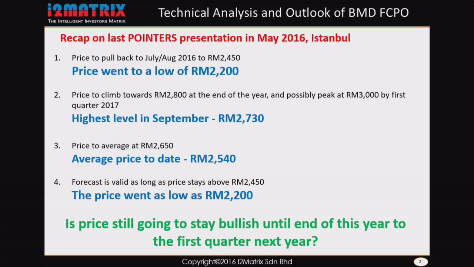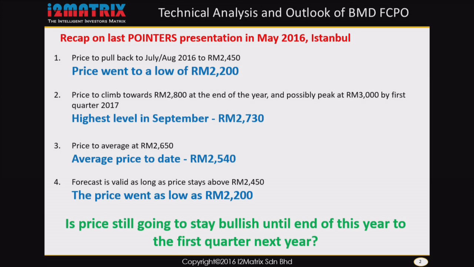So when that happens, of course, there will be some change in trading plans and also some changes in the forecast as well. And the forecast that I made was the price to climb towards 2,008 by the end of the year and possibly peak at about 3,000 ringgit by the first quarter of 2017. So far, the highest level that we have seen is 2,730 ringgit. I'm expecting price to average this year at 2,650, but the average price to date is about 2,540 ringgit. And I also say that the forecast is only valid if the price stays above 2,450. That was in May, but the price went as low as 2,200 ringgit.